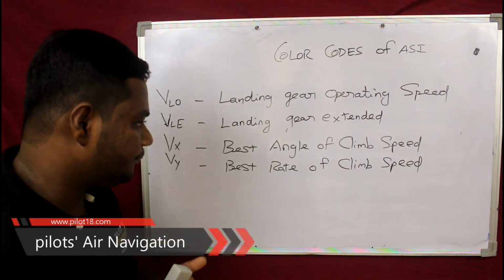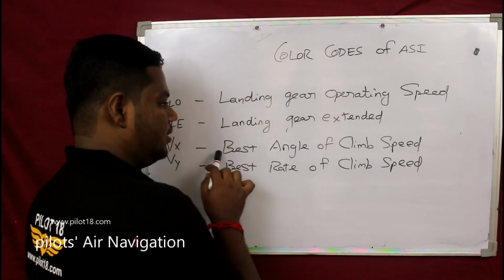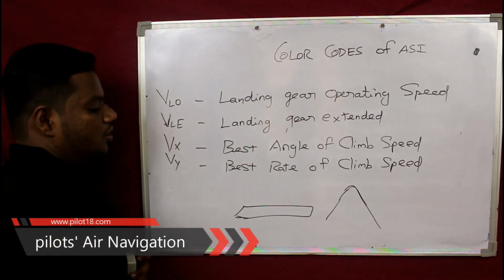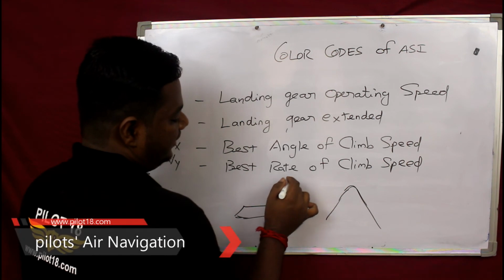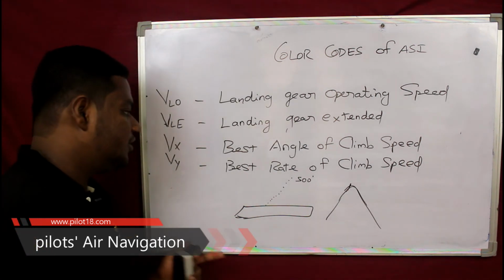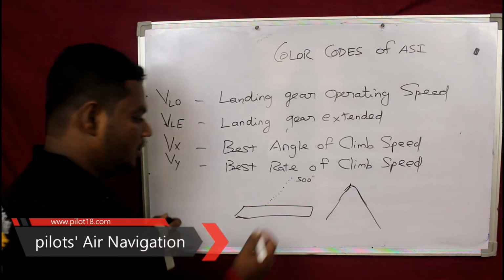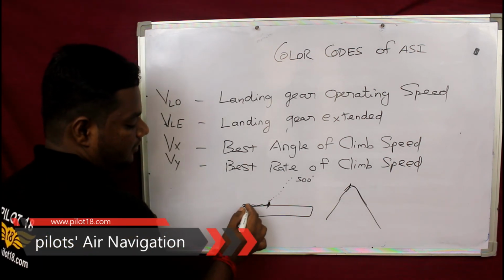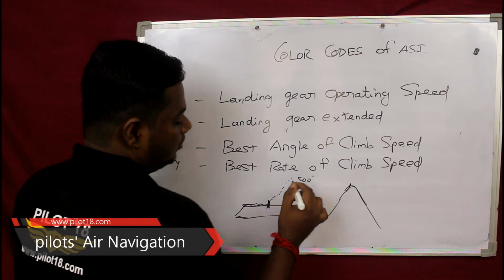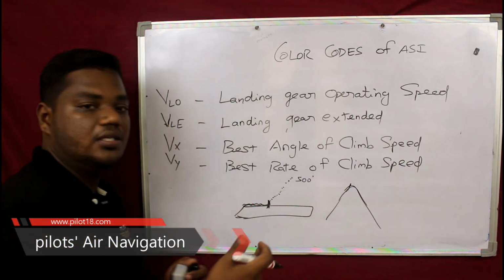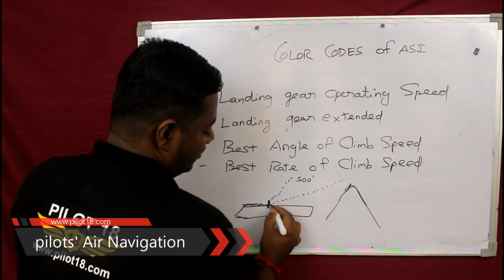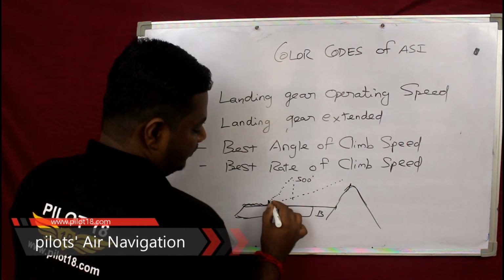Okay, so let's say there is a runway and there is a big mountain just next to the runway. Here you want to reach a certain height. Let's say if you reach 500 feet, you are clear of the mountain. In this case, which speed will you be flying? You will be flying the best angle of climb speed, because I'll be running for some distance, take-off run, then I'll lift off. Once I take off, I want to reach 500 feet in less distance. I don't want to reach 500 feet like this. It took me this much distance in case B and this much distance in case A.